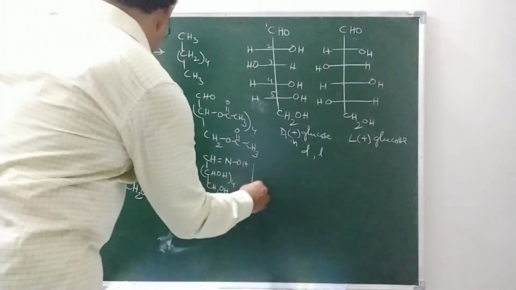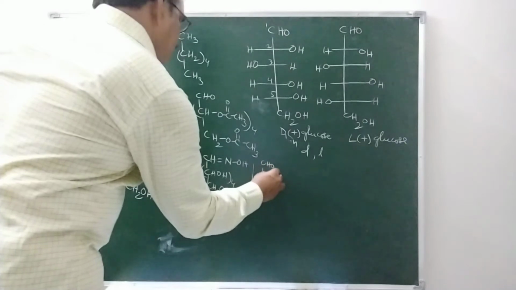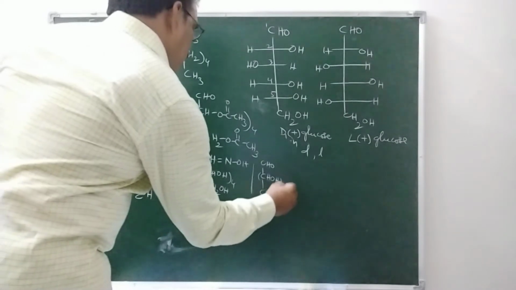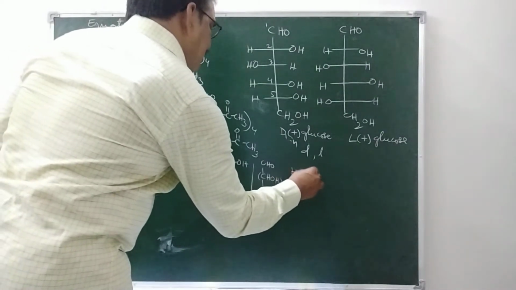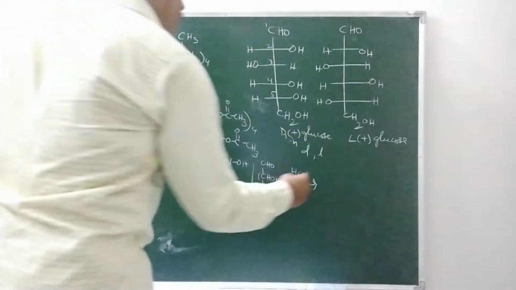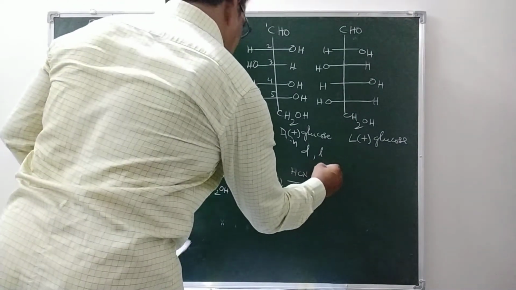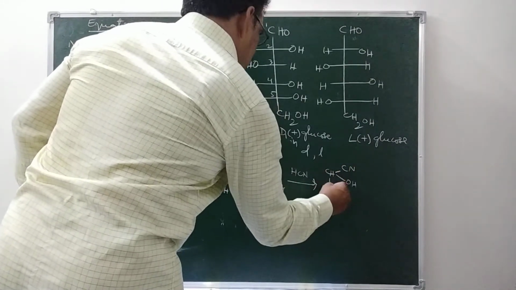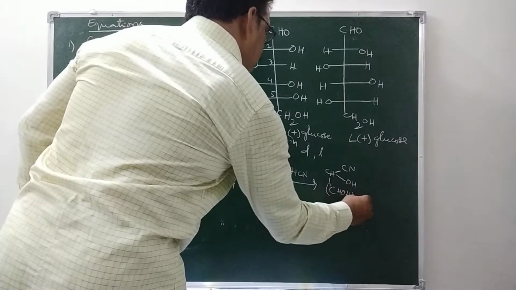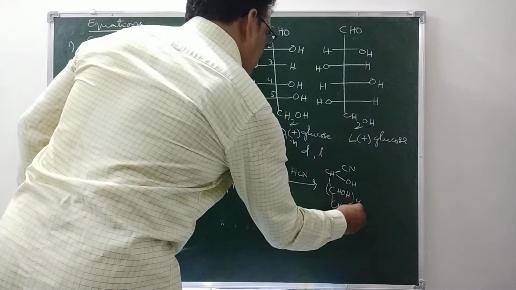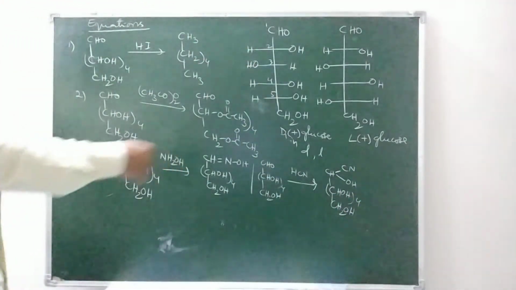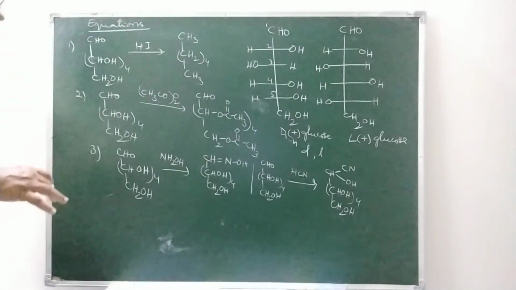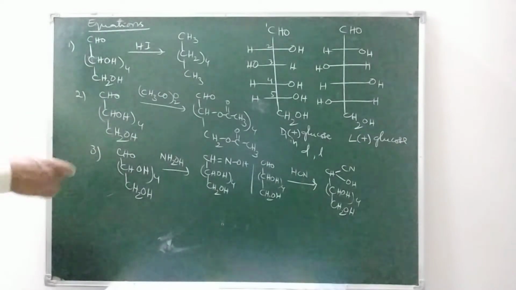Similarly, CHO, CHOH 4 times, CH2OH on reaction with hydrogen cyanide, HCN, gives a cyanohydrin. The formula of the cyanohydrin is CH(CN)OH, CHOH 4 times, CH2OH. This confirms the presence of a carbonyl group. Carbonyl group means it may be an aldehyde group or a ketone group.